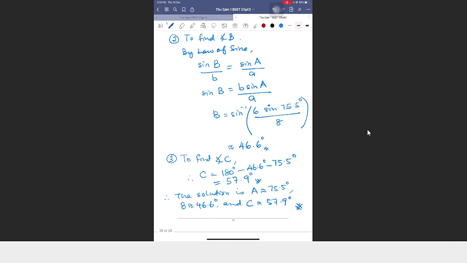Any questions? So this is all about law of cosine. Case 3 and 4 require law of cosine to solve. Case 1 and 2 require law of sine.